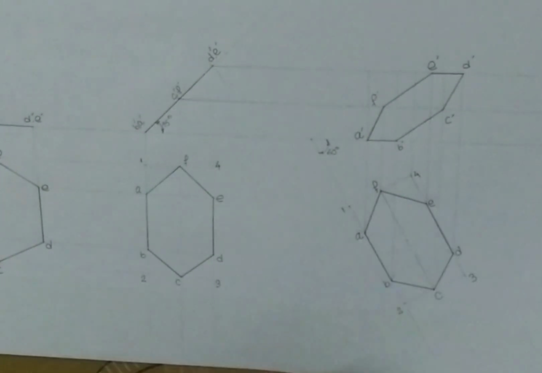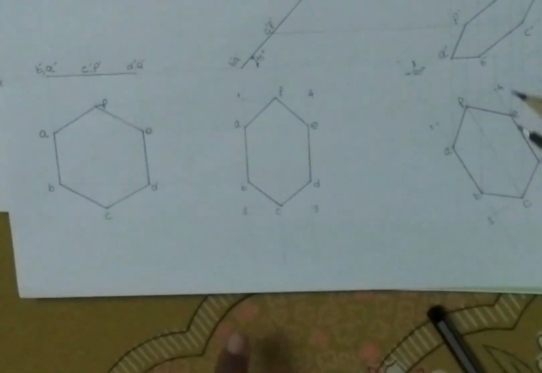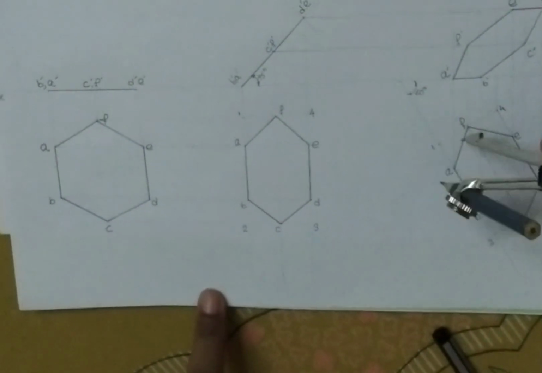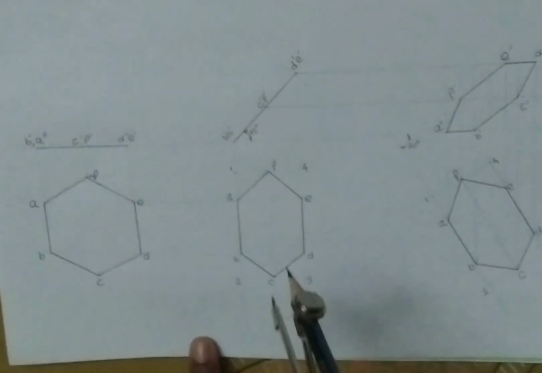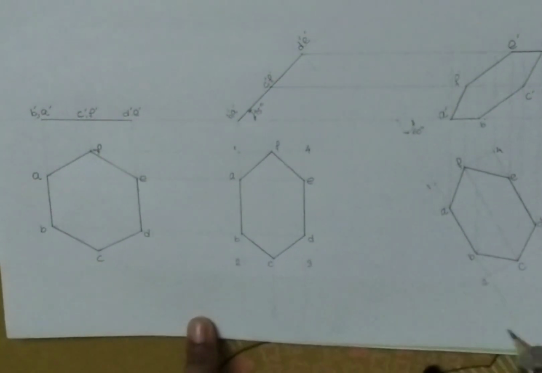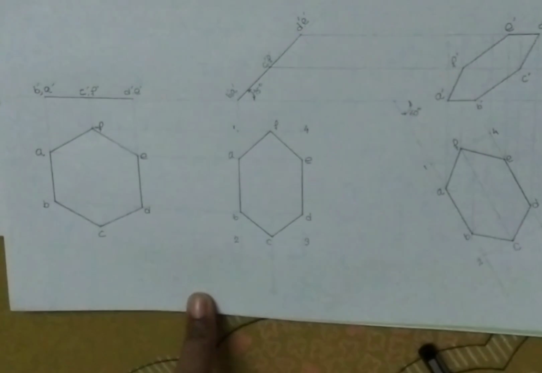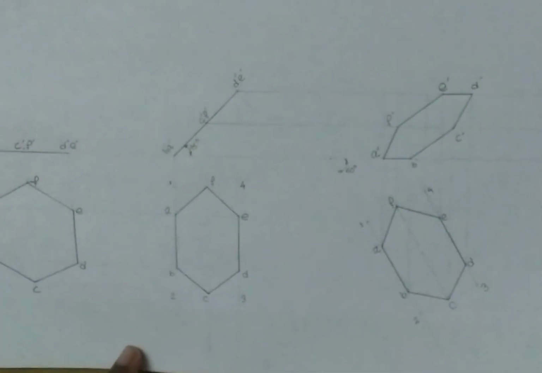If you get F, then take this AF as radius, put your compass here, make a mark like this and this, you will get A and E here. And if you take this distance, put your compass here, make a mark like this, you will get B and D here. Just join all these points, you will get this section.